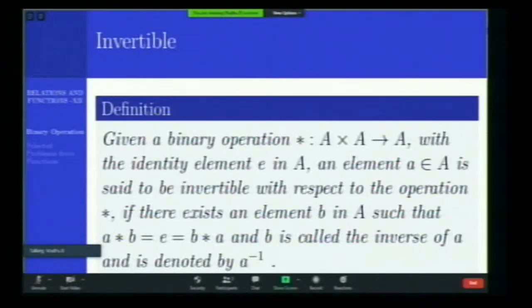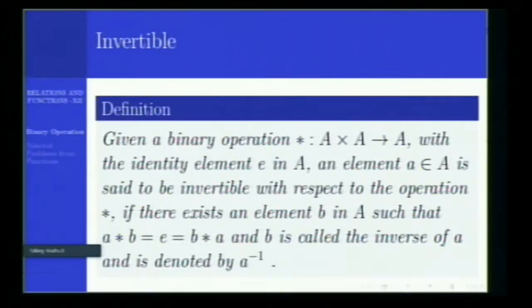For example, for non-zero real numbers, the operation is multiplication. So 1 is the identity. If you think about 2, you can find an element in non-zero real numbers such that 2 times that element will give you 1. It is 1 by 2. So that is what we want to tell about the inverse of an element. Even though the definition is a little lengthy, it is not very complicated. You can very easily remember the examples which I have given.